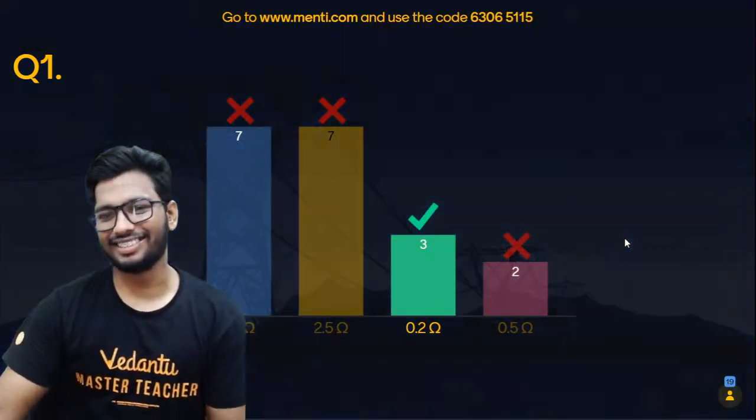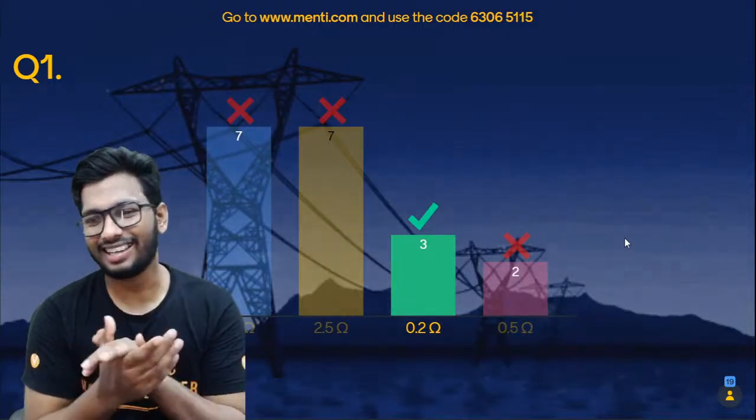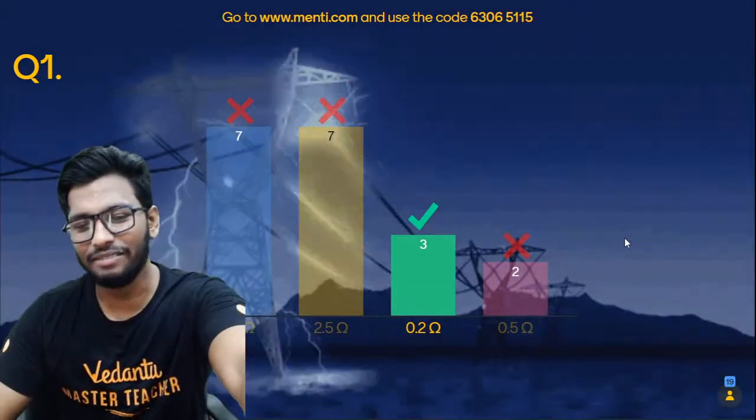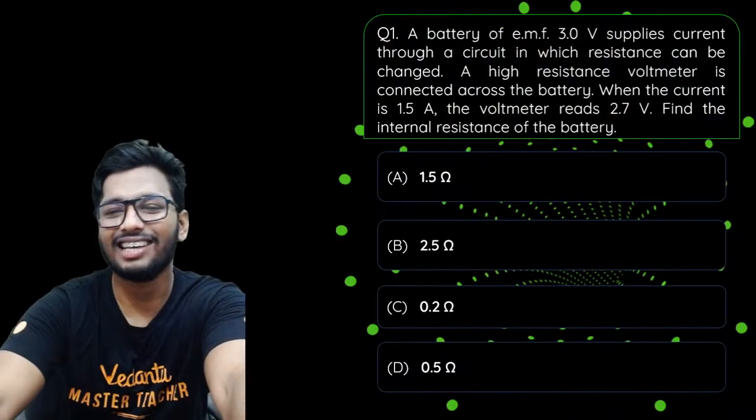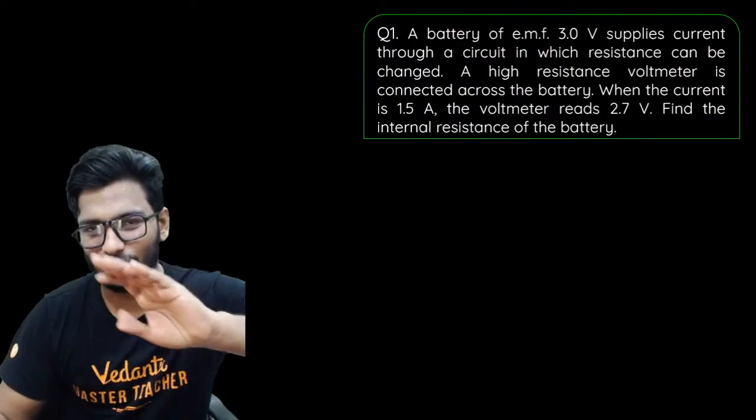Three of you guys. Excellent, people, excellent. Seven of you guys with option A and B and two with option D. However, guys, the right answer is option number C. Now, let me just solve this for you guys.